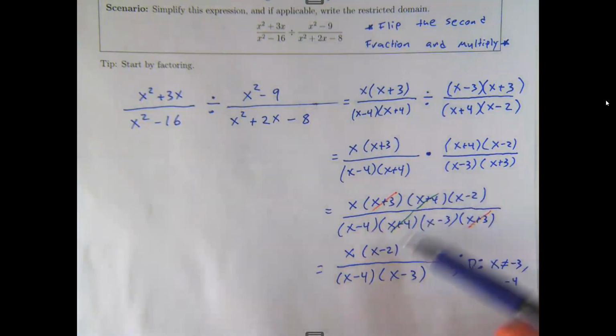So anything that I crossed out that would have caused a 0 earlier on, like negative 4 and negative 3, I state that in that final answer, just so anyone would know by looking at the problem. Hope that helps here. This is how to do dividing rational expressions.